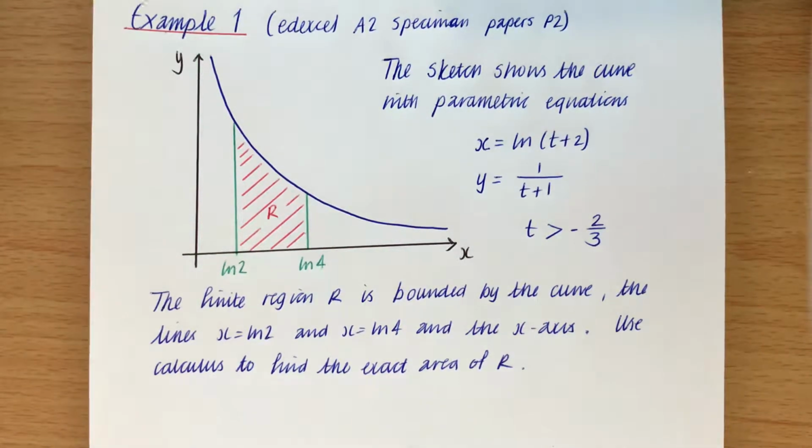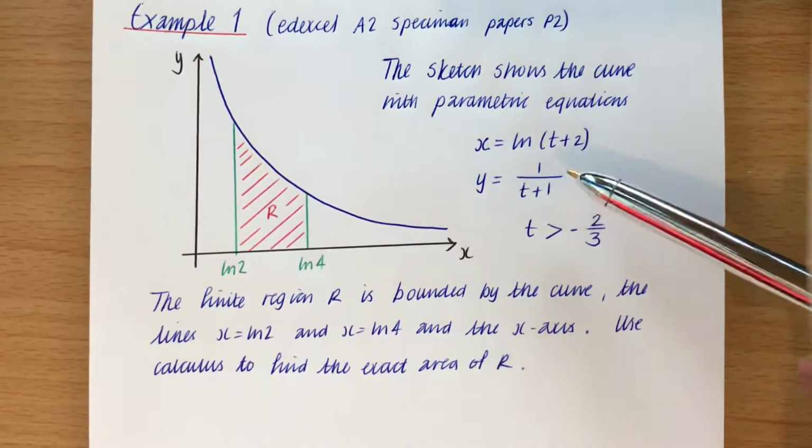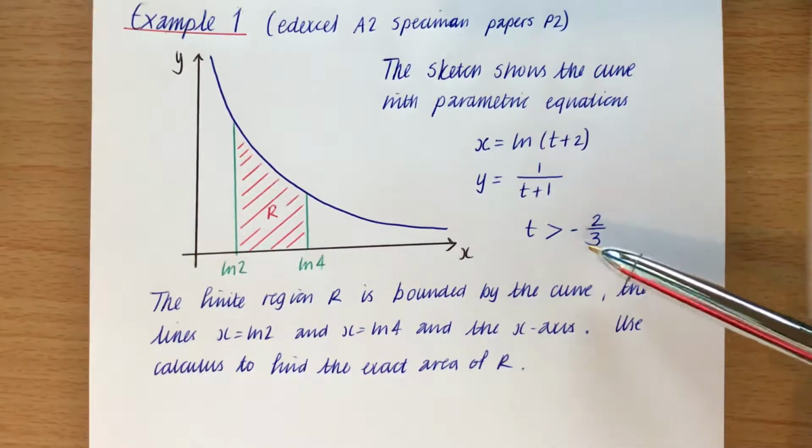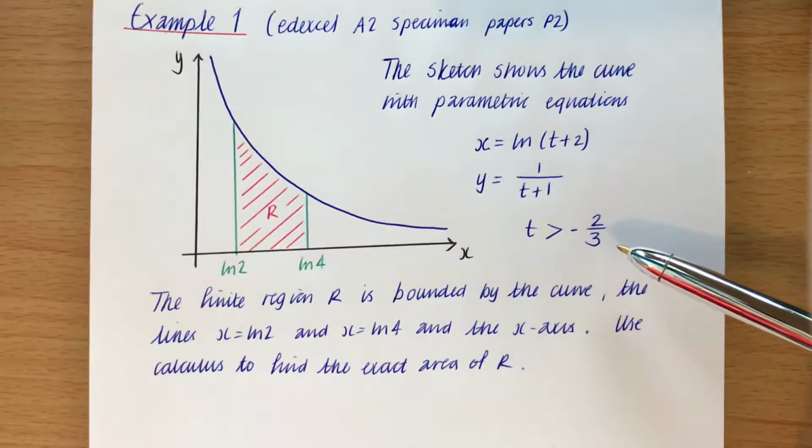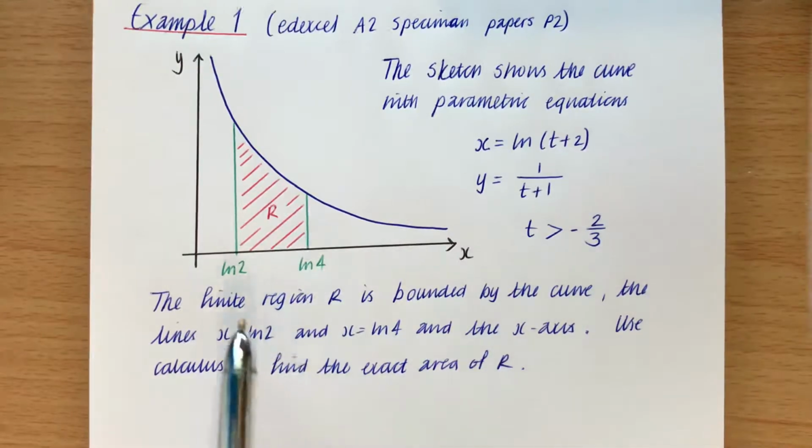Example 1. The sketch shows the curve with parametric equation x equals log(t plus 2), y equals 1 over (t plus 1), where t must be greater than minus 2/3. The region R is bounded by the curve, the lines x equals log 2, x equals log 4, and the x-axis. Use calculus to find the exact area of R. So, area under a curve.